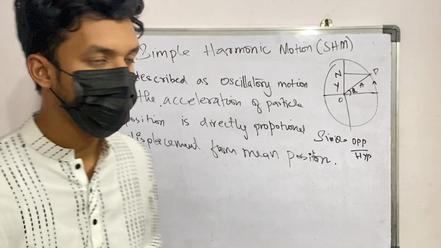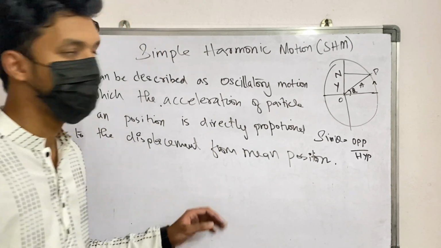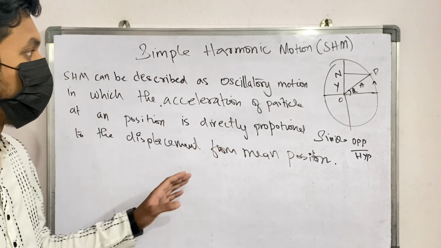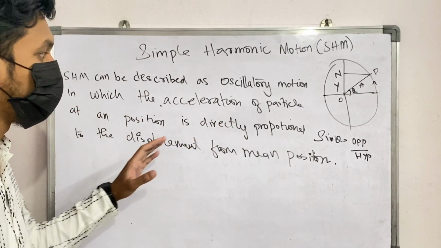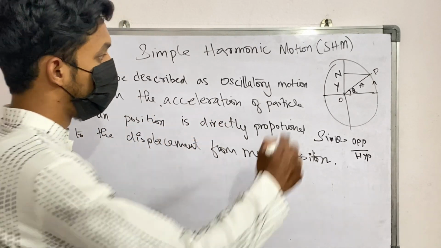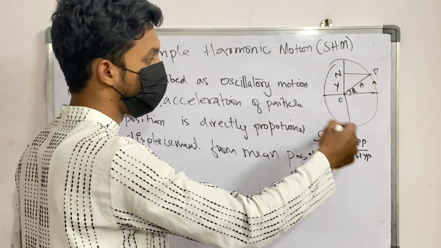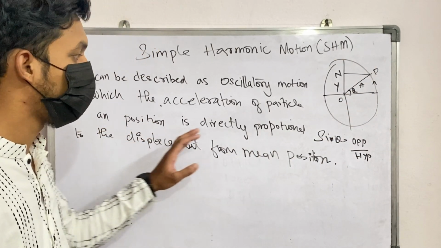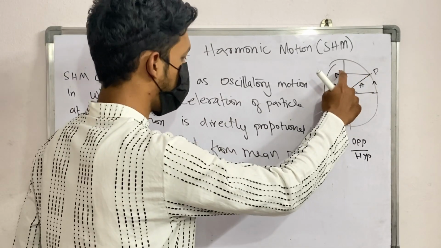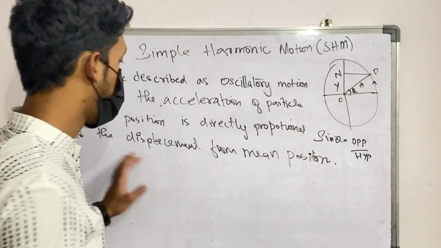Today we are going to learn about simple harmonic motion. It is also said to be SHM. It is described as oscillatory motion in which the acceleration of the particle, where the particle is revolving in a circular path, at any position is directly proportional to the displacement from the mean value.